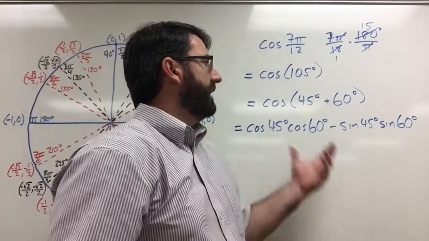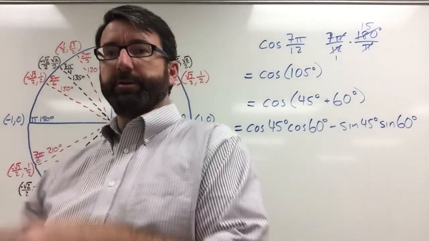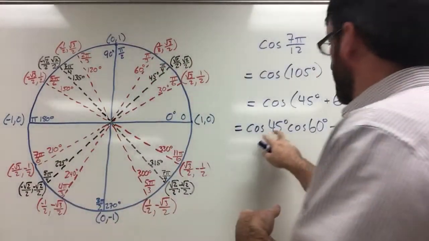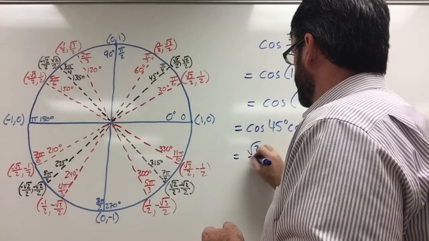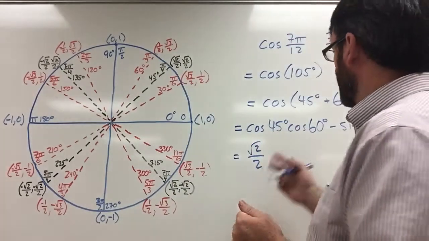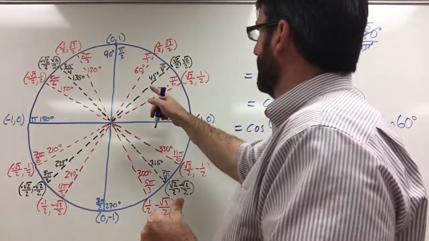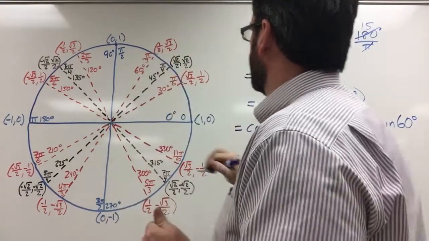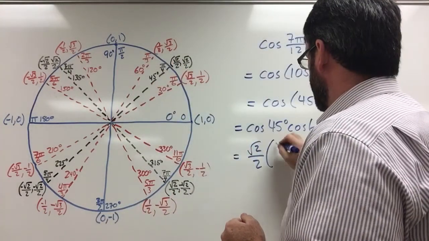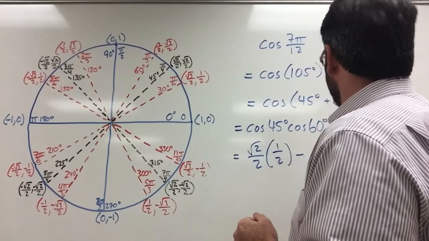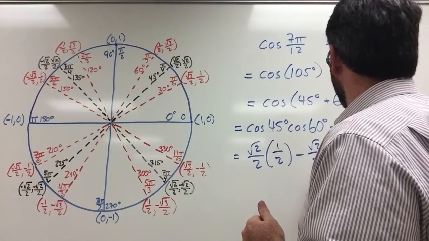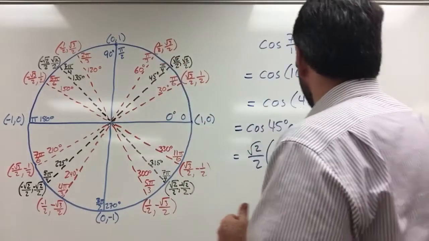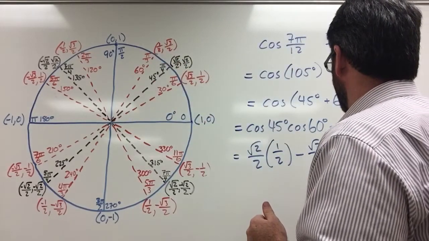All right. Now all of those are on our unit circle, so we can start plugging those in. The cosine of 45 degrees is the square root of 2 over 2. The cosine of 60 degrees is 1/2. The sine of 45 degrees is square root of 2 over 2. And the sine of 60 degrees is square root of 3 over 2.